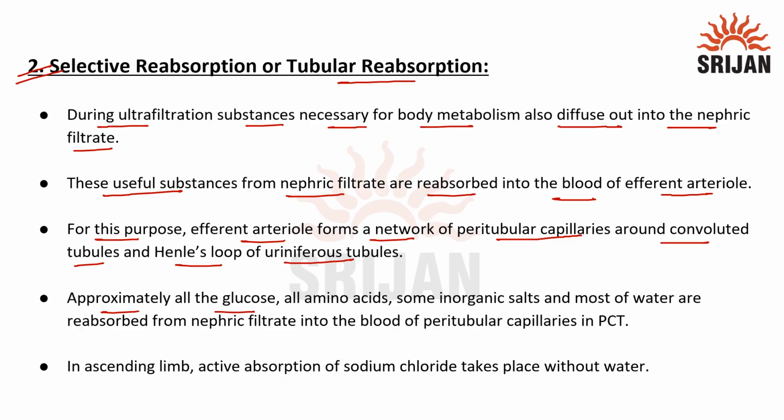Approximately all the glucose, all amino acids, some inorganic salts, and most of the water are reabsorbed from nephric filtrate into the blood of peritubular capillaries in the PCT, that is proximal convoluted tubule. In the ascending limb, active absorption of sodium chloride takes place without water.